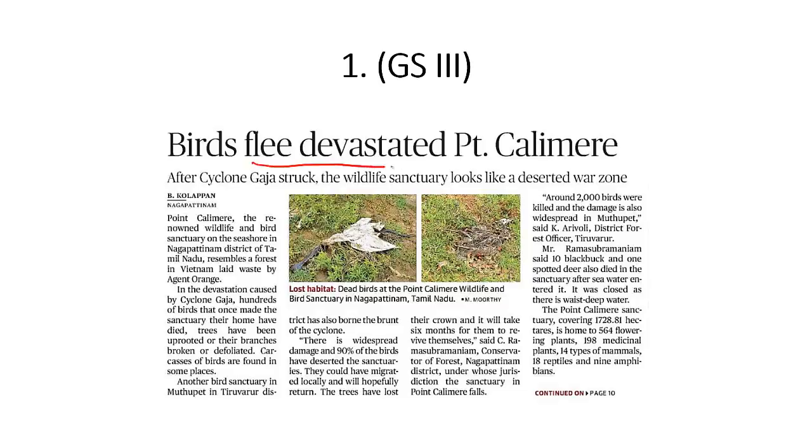Birds flee devastated Point Calimere. And what is this Point Calimere? It's a wildlife sanctuary. And where is this wildlife sanctuary? It is in Tamil Nadu. And it has been devastated by the recent Cyclone Gaja that struck this area. So in match the following types of questions that are asked in the UPSC prelims, this can be a potential statement for your examination. Match the following wildlife sanctuary, and for that you need to understand this Point Calimere is in Tamil Nadu.